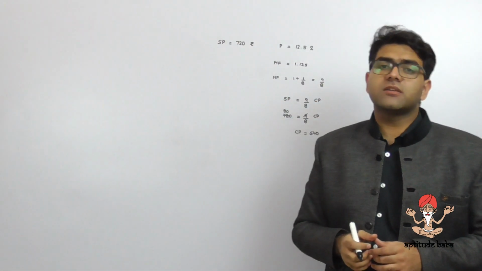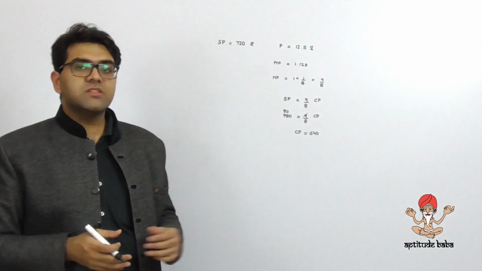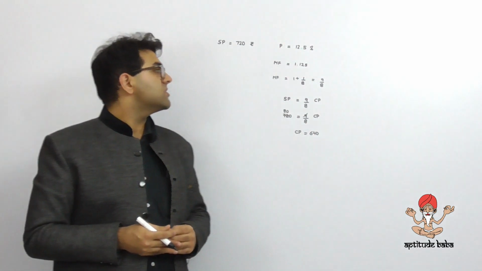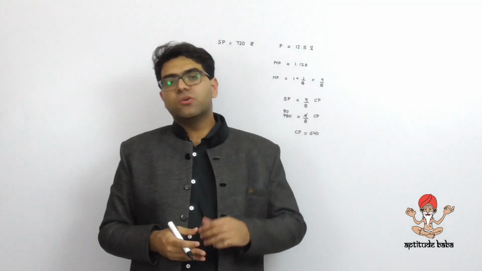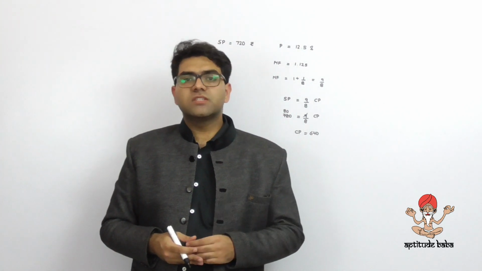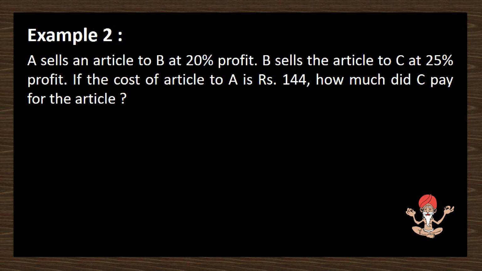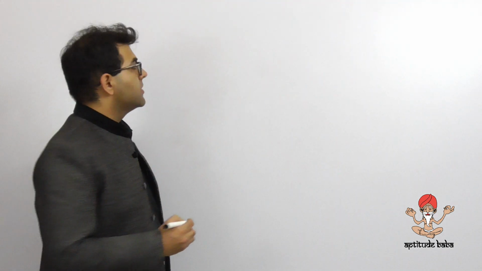What we see here is that multiplying factor can help us cut some unnecessary steps. हमने जो पिछले 3 मेथड्स यूज किए थे उन सबके कंपैरिजन में मल्टीप्लाइंग फैक्टर ज़्यादा इजी और ज़्यादा सिंपल है. Let us try some more examples using the concept of multiplying factor. A sells an article to B at 20% profit. B sells an article to C at 25% profit. If the cost of article to A is rupees 144, how much did C pay for the article? Let us try solving this question using multiplying factor.